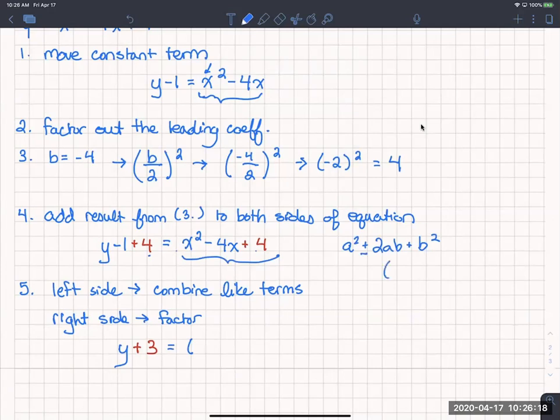And when you factor a perfect square trinomial, this is what you get. The square root of the first, plus or minus, the sign is in the middle, the square root of the last. So the square root of the first term is x, minus, because the middle sign right here is minus, the square root of the last, which is 2.